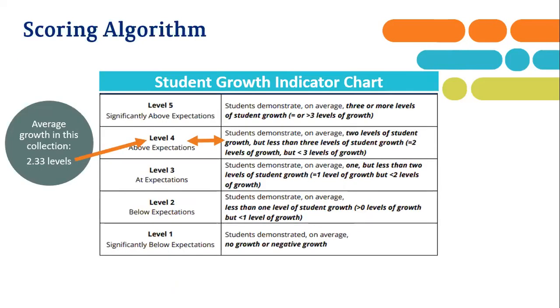The average of 2.33 levels of growth is then compared to the student growth indicator chart seen here. This chart is also available in the Team Portfolio Guidebook for Administrators and Teachers on page 10. As you can see, the 2.33 levels of growth for this collection corresponds to student growth at level 4, which is above expectations. This indicator states that the students demonstrate, on average, 2 levels of student growth, but less than 3 levels of student growth in one collection. This process is repeated for the other 3 collections of the portfolio.